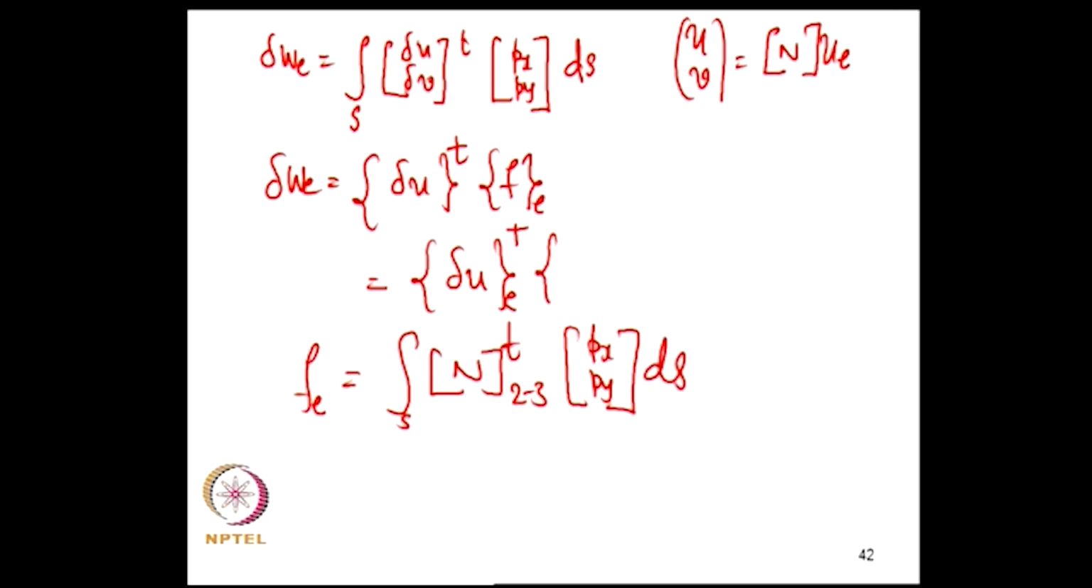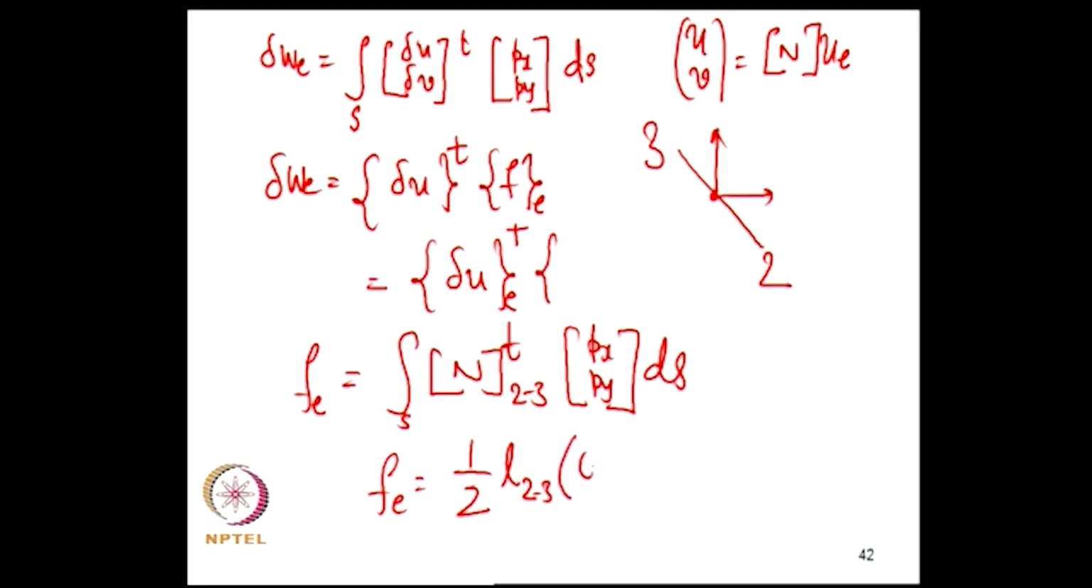See, I have to consider the edge 2 3. If you recall, we are considering force on the edge 2 3. So, this has to be evaluated along that edge. If I do this, we will get Fe, for the example that we have considered, as half length of 2 3 into 0 0 0 Px Py Px Py transpose.